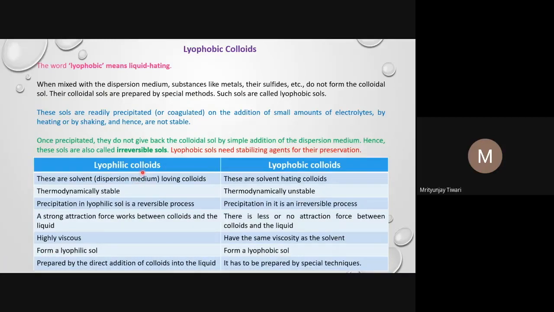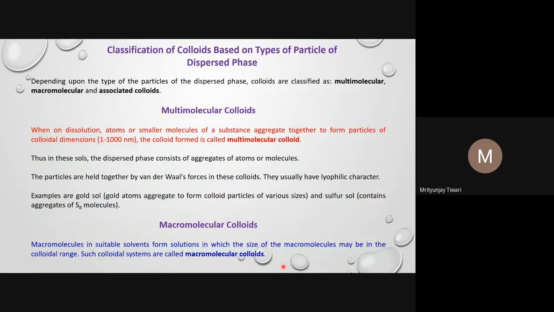Now the lyophilic sols are prepared by direct addition of the dispersed phase into the dispersion medium. But for making lyophobic colloids, we need to use special techniques, because just by adding dispersed phase and dispersion medium, they will not form the colloidal system. So we need special techniques to form such colloidal systems. This is the lyophobic colloid.